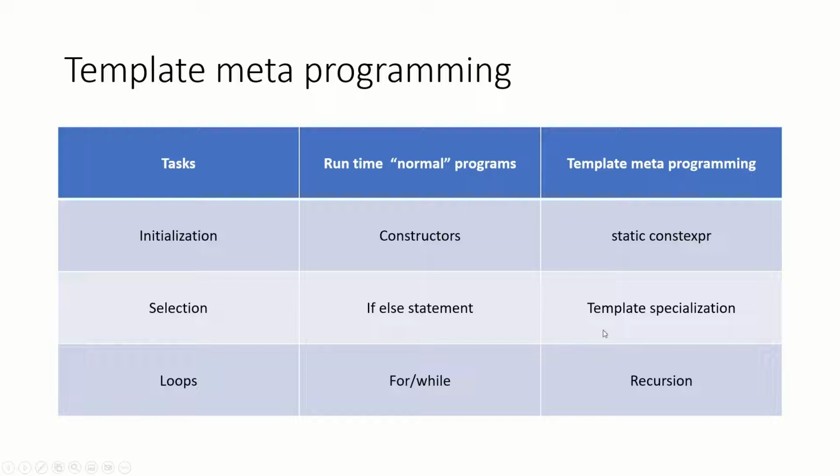Selection, we use template specialization. Because the compiler, when it looks for a definition for our structs, will check the specialization first. If it doesn't meet the requirements, then it will check the general template. And finally, loops in template metaprogramming are achieved by means of recursion. And really, this is all we need about template metaprogramming. For our example, isSame, to check if two types are the same, we just need the first two tasks, initialization and selection. Let's see how we can use these two techniques.